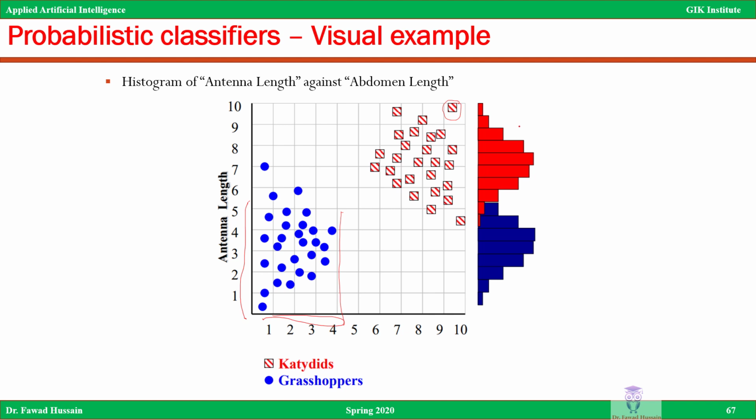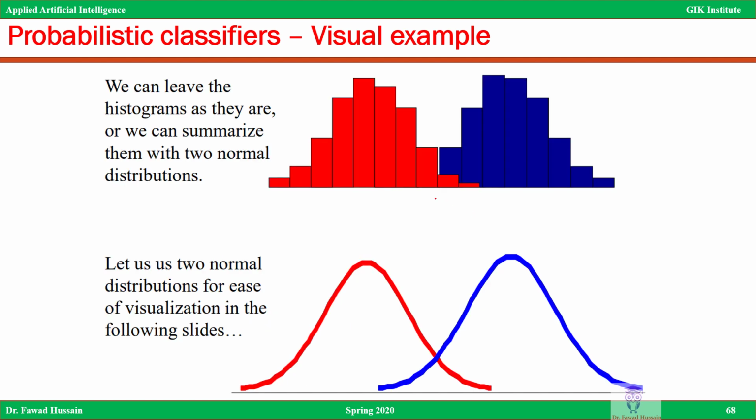Based on this we can have two histograms, and from these histograms we can convert them into a distribution. This is an example of a normal distribution. The average is going to be somewhere around here. So this will be x bar for this, and this will be x bar for this.